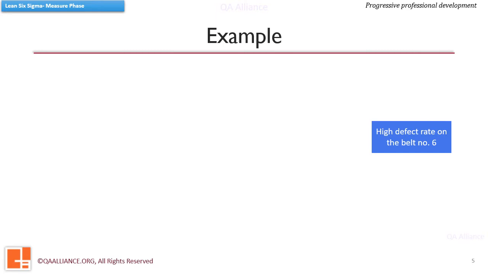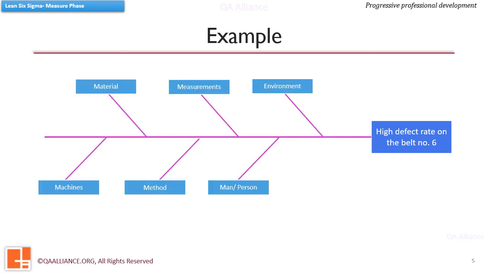Now if we see this example, we have to find the effect on the right-hand side, as high defect rate on belt number 6. For this we have to identify causes. We make use of brainstorming to identify possible causes with the central line. Let's connect major areas of causes, which are usually the 5 M's and 1 E, that is, man, method, machine, material, measurements, and environment. We have added potential causes for each main area, placing them horizontally.